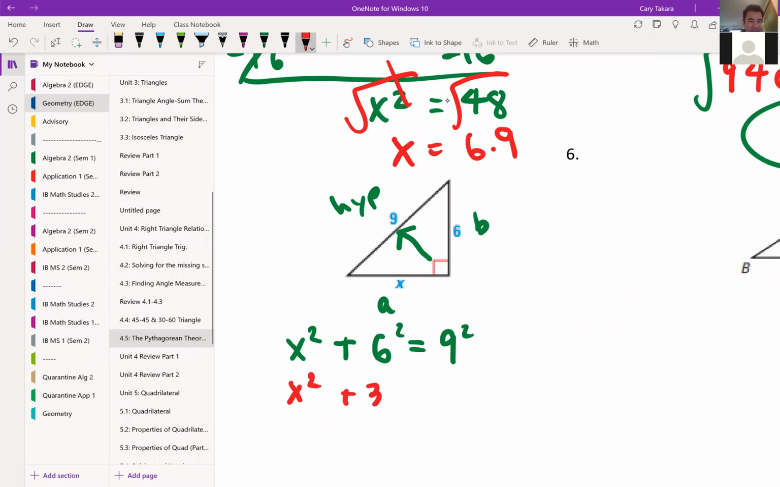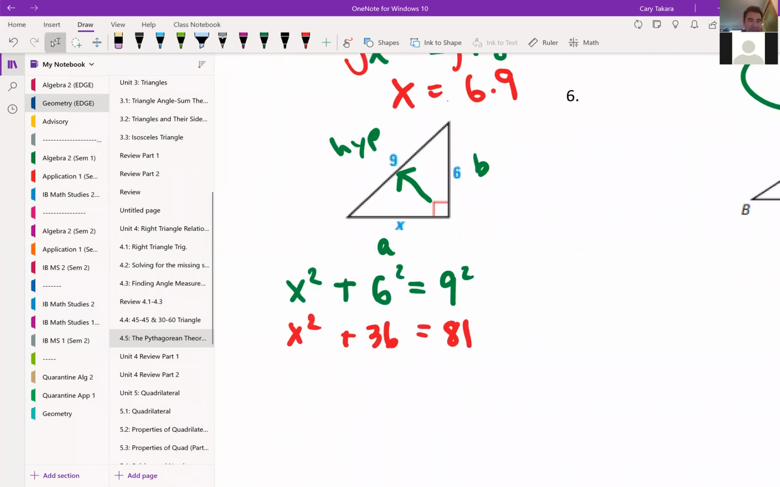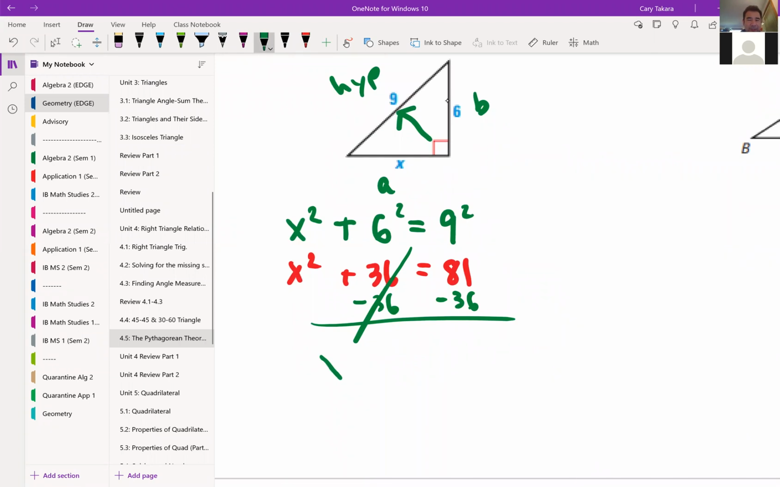Six squared is 36. 9 squared is 81. So this time, 36 and 81 are not on the same side. They are separated. And so in this case, we've got to subtract 36 from both sides. That will cancel out. So we've got x squared equals 45.